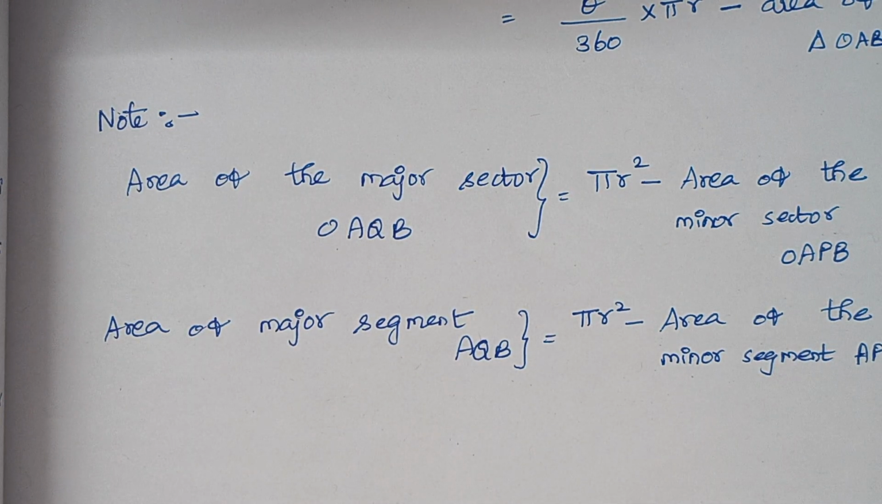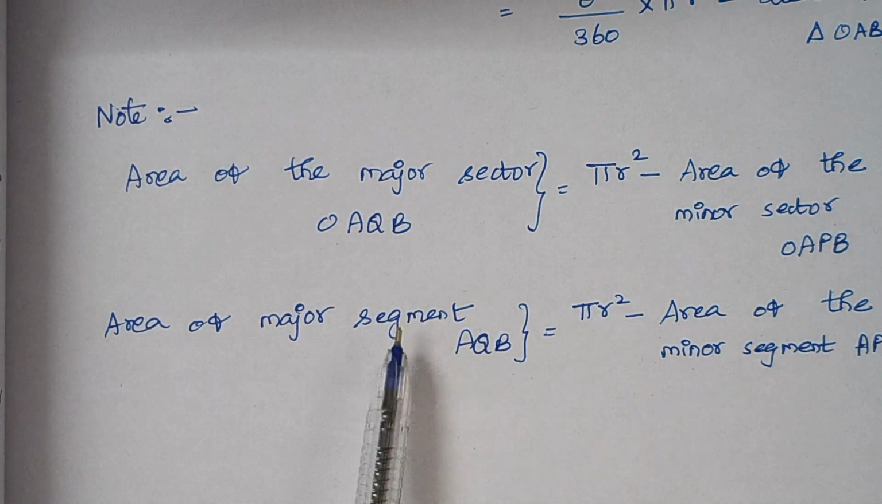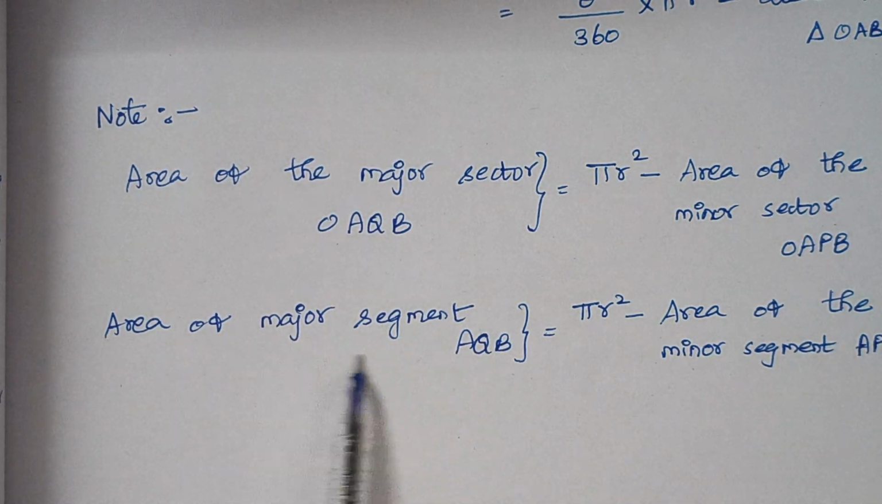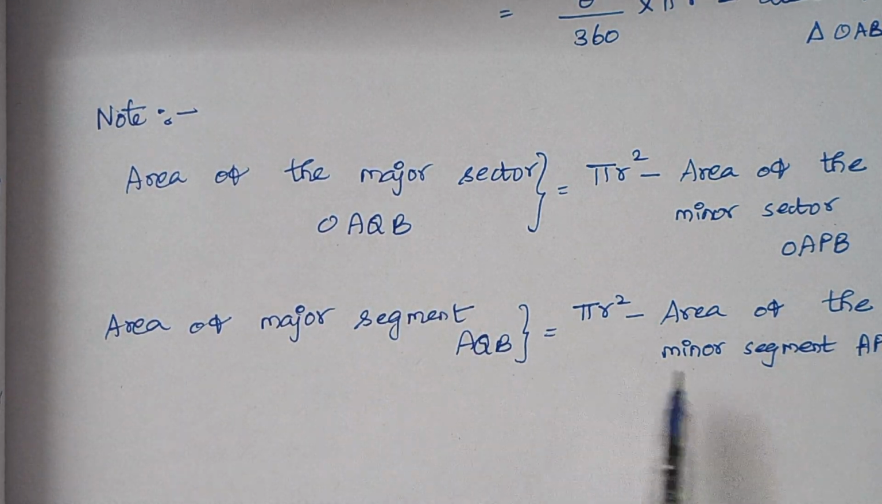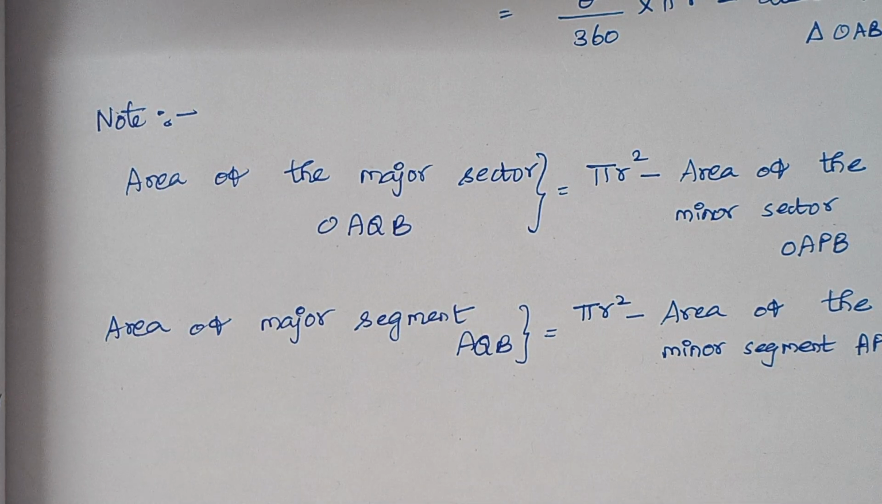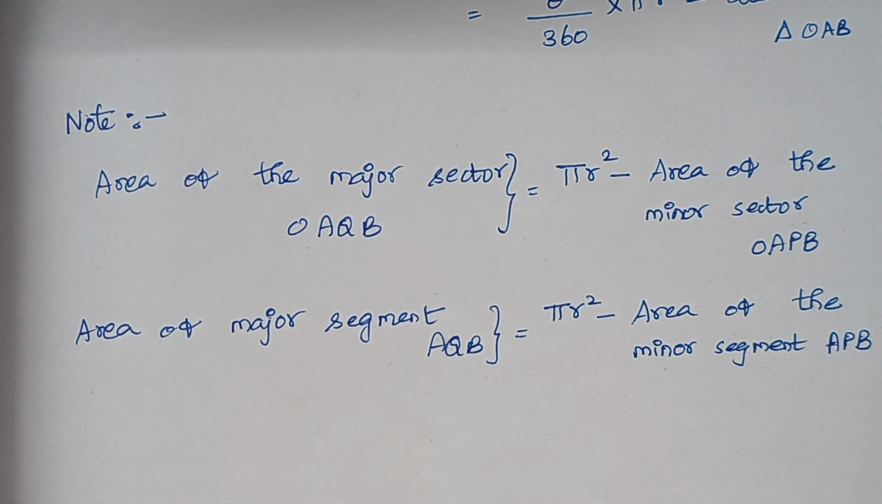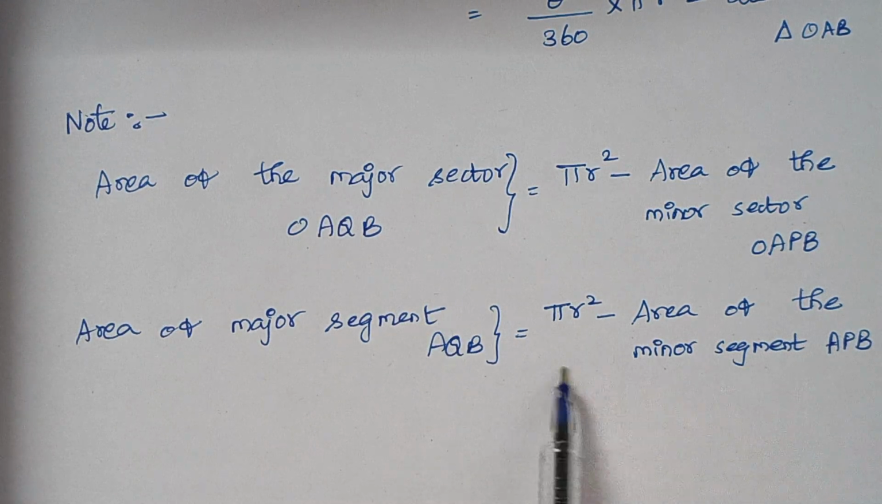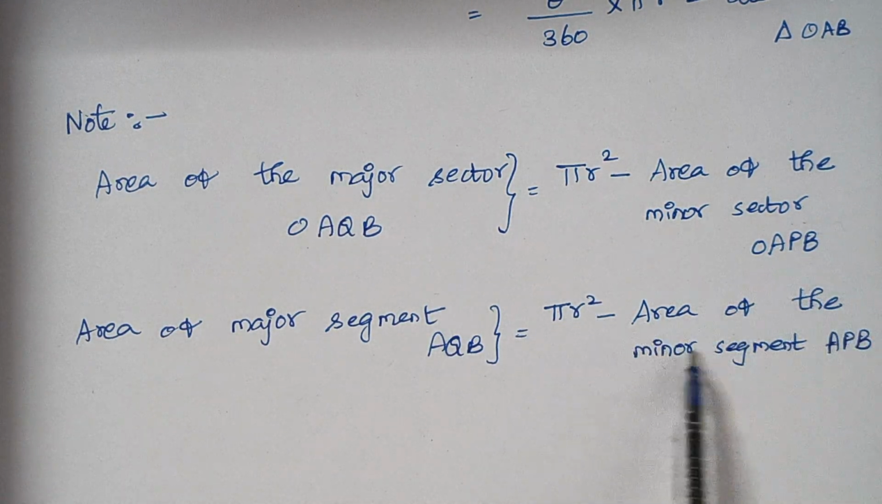The same way, again, the area of the major segment. How do we find the area of the major segment? Just calculate the total area and subtract the area of the minor segment. That's it. And we know how to find the values also. So the best thing is to find the total area and subtract the unwanted part.